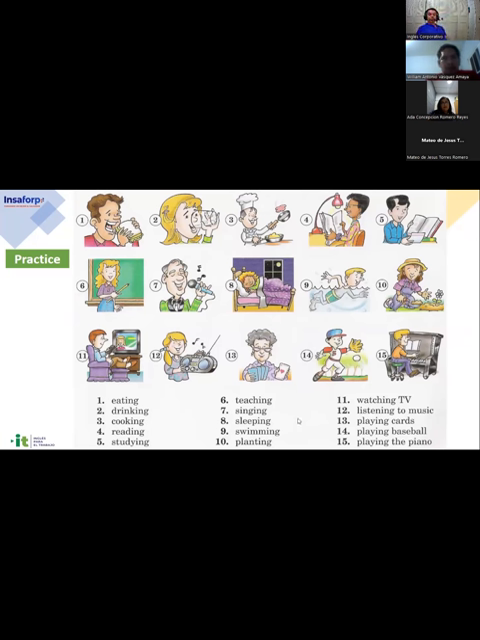Number one, eating. Yum, yum, yummy. Drinking, cooking, reading, studying, teaching, singing, sleeping, swimming, planting, watching TV, listening to music, playing cards, playing baseball, playing the piano.